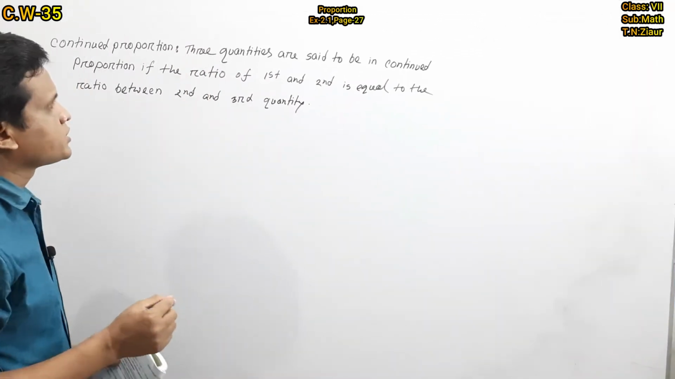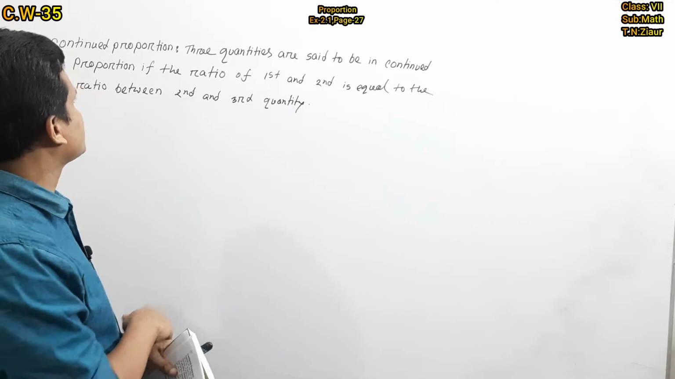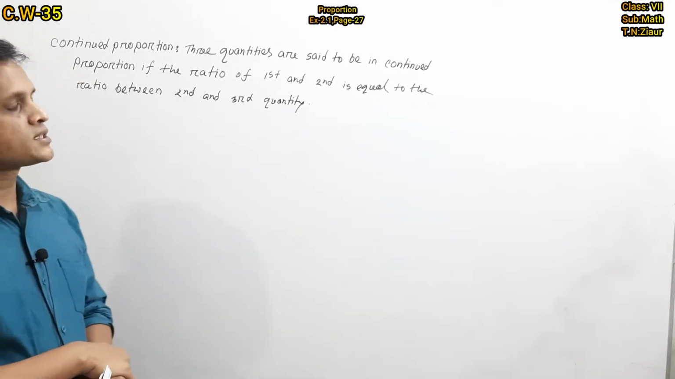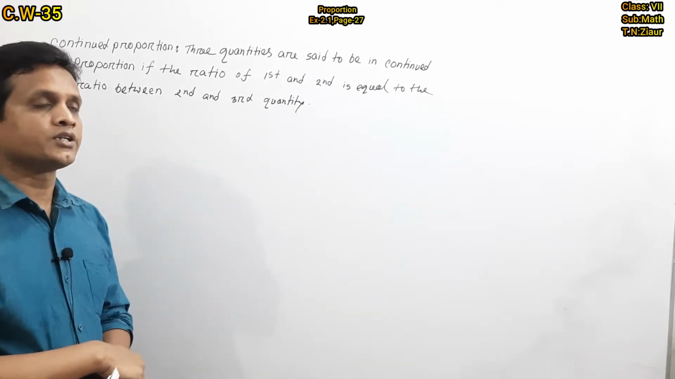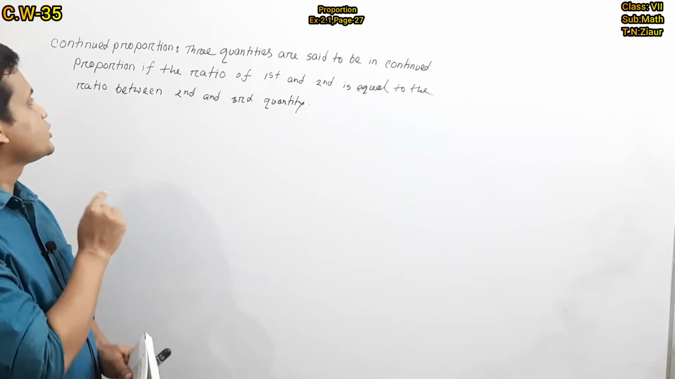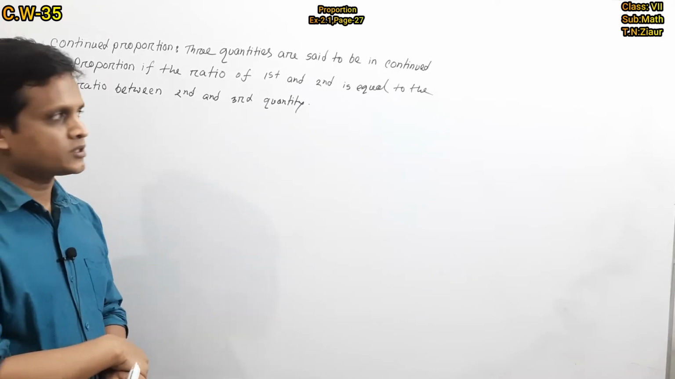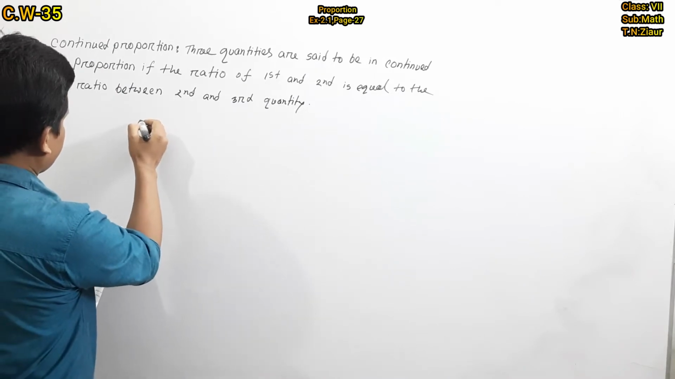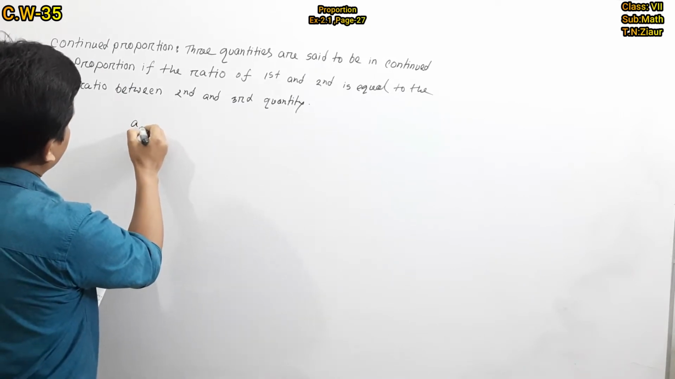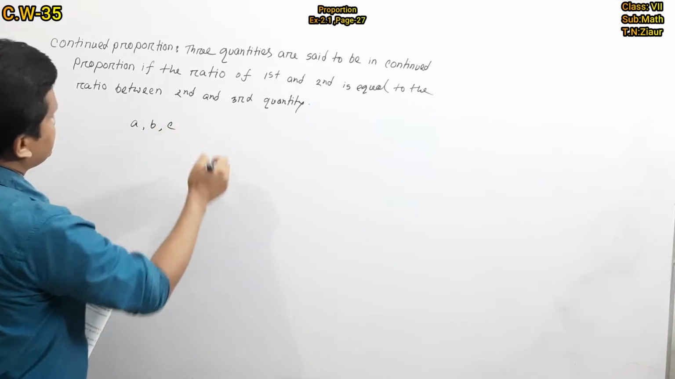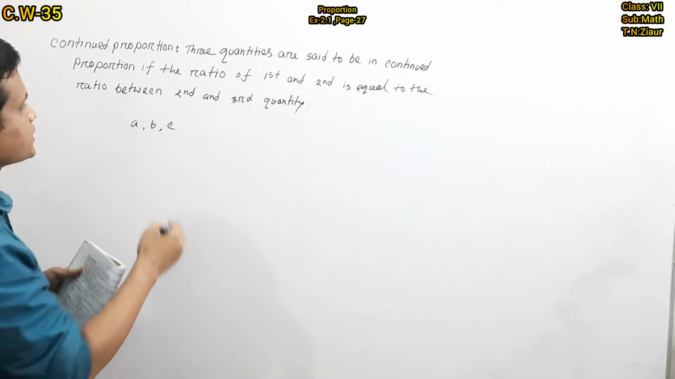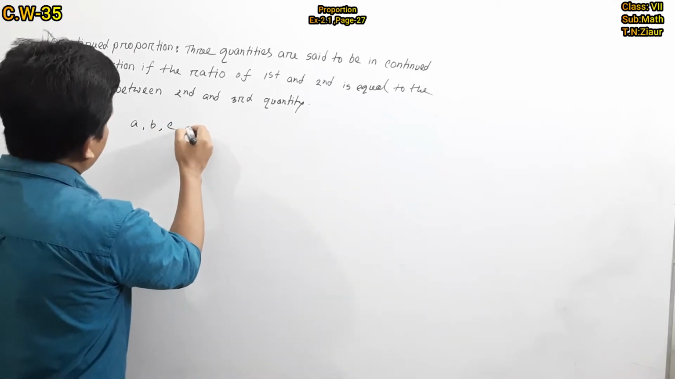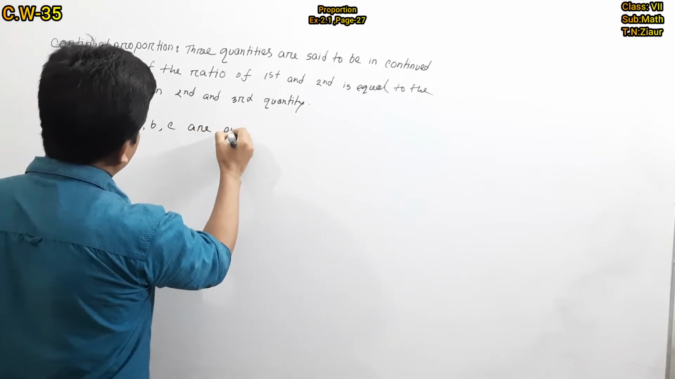So 3 quantities are said to be in continued proportion if the ratio of first and second is equal to the ratio between second and third quantity. Students, suppose the 3 quantities, suppose A, B, C, these 3 quantities, if we express as proportional quantities, suppose they are proportional.